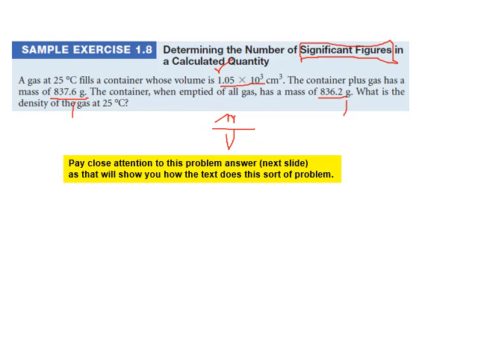So let's look at what's different here. What's different is that when they give us this problem, we want to do the subtraction part first. We want to take the 837.6 and subtract 836.2. And then we'll follow the rule of addition.